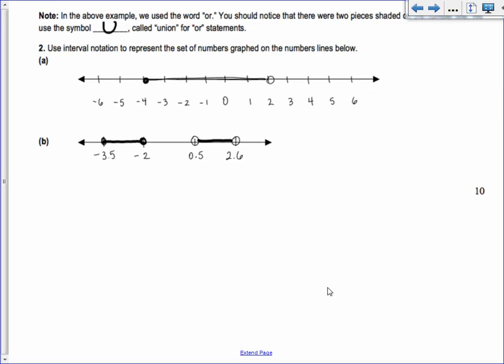All right, so the first one we should have bracket -4, comma 2. I think I saw all of you guys.